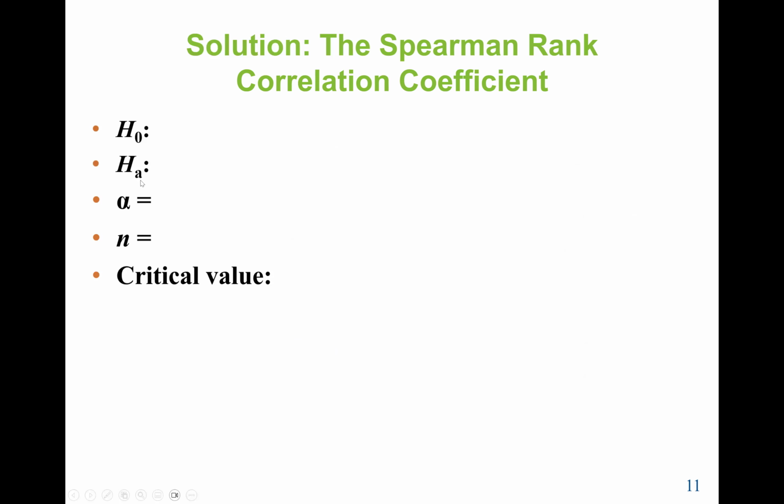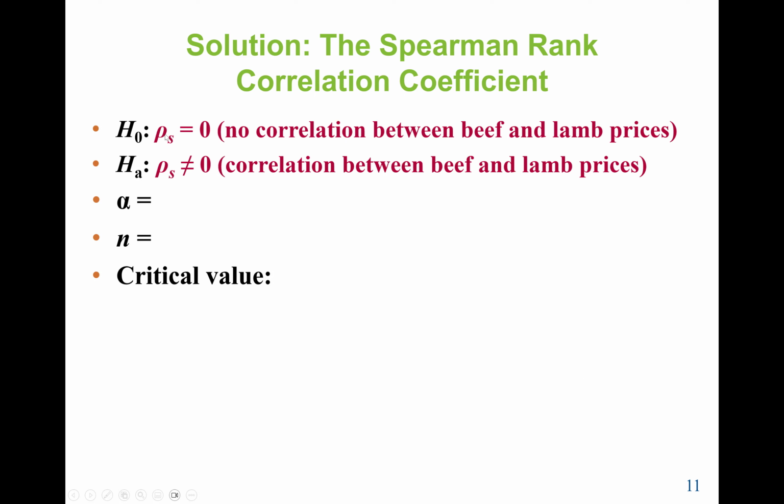So first we state our H0 and HA. Again, H0 means there's no correlation, so rho is 0. HA will always go against H0. So if it's equal for H0, it means not equal for HA. So if it's not equal to 0, then we say that there's a correlation between the beef and the lamb price. Maybe if the beef price increases, the lamb price also increases, or if the lamb price increases, the beef price decreases. We know the alpha value is 0.05.